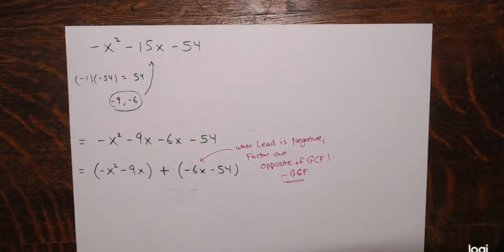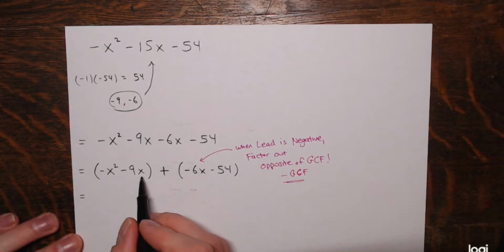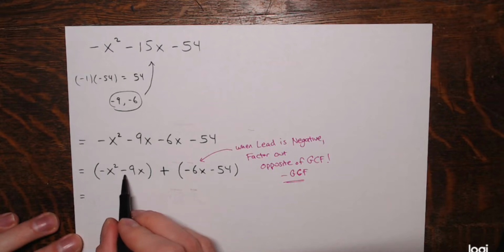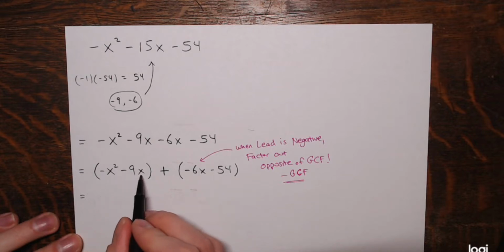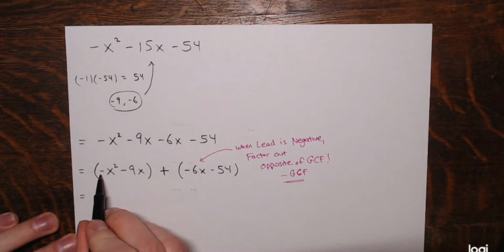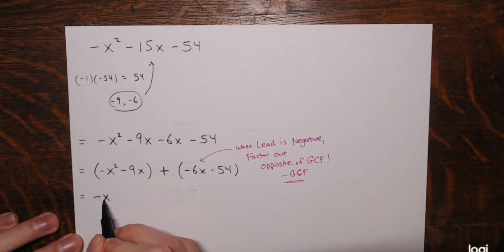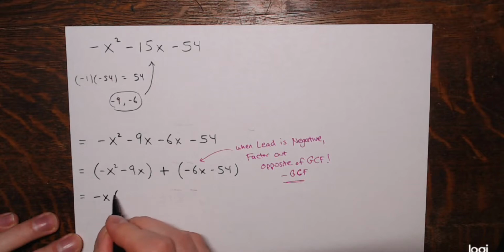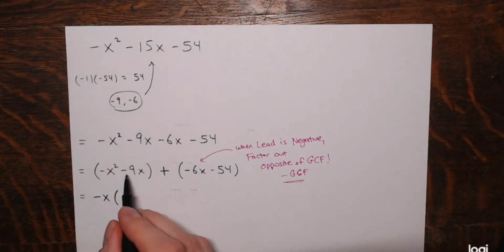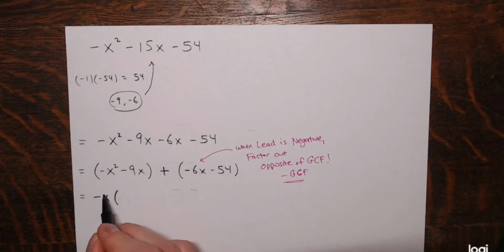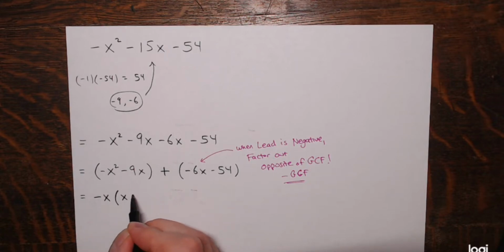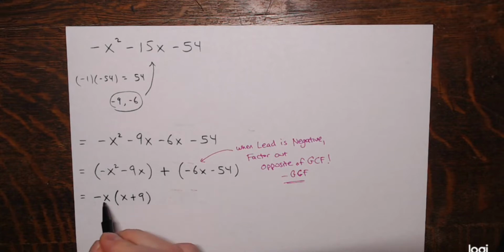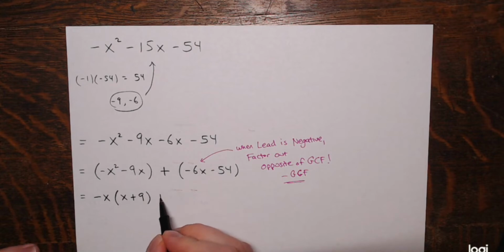So like in this first group, the greatest common factor would be x. They both have x to the first in common. But because the lead term has a negative coefficient, I'm going to pull out negative x. Imagine redistributing negative x. What would need to be in here? That would be x plus 9. Negative x times x would be negative x squared. Negative x times 9 would be negative 9x. So we're good there.